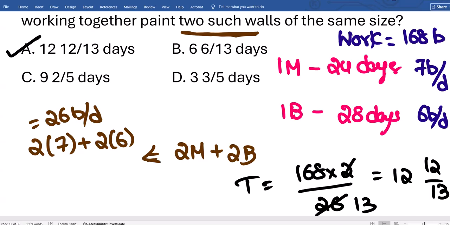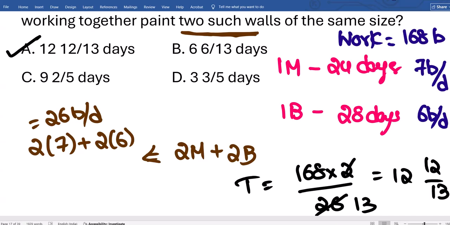Okay, we take an LCM for 24 and 20. We said 168 bricks I need to paint. Each wall is having 168 bricks. Why here 168 into 2 then? We want two such walls. One wall is having 168. They said two such walls means 168 into 2. Why divided by 26? What is the 26 meaning?